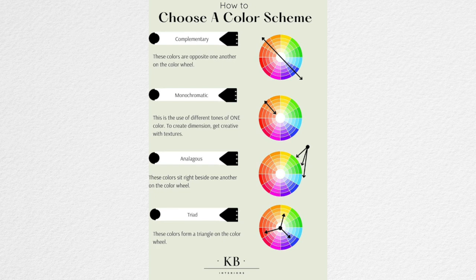The next way to come up with a color palette using the color wheel would be to look at triadic colors. So that would be colors that kind of form a triangle on the color wheel. An example of that would be blue, red, and yellow. Another way to form a color palette using the color wheel would be to do analogous colors. So those are colors that are sitting right next to one another on the color wheel. That is the easiest way to find colors that work with one another.